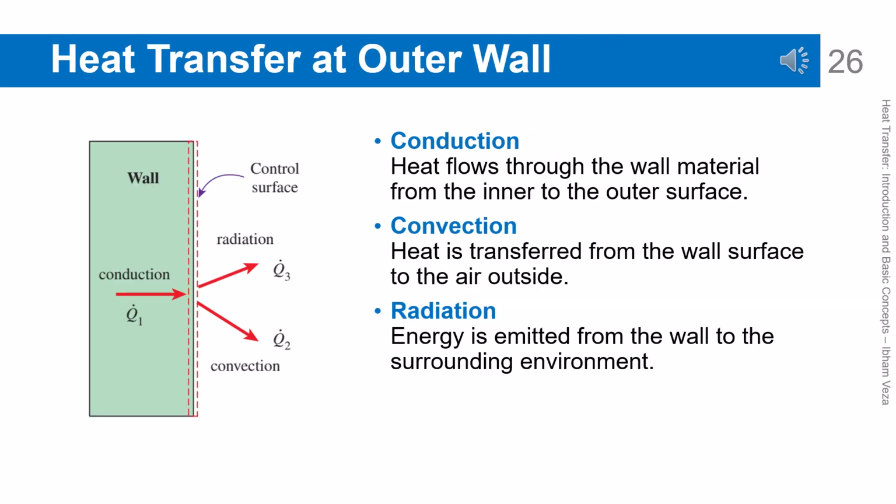Heat transfer at outer wall usually involves 3 mechanisms at the same time. Heat flows through the wall material by conduction from the inner side to the outer side. From the outer surface, heat is released to the air by convection and also emitted by radiation. These 3 mechanisms act simultaneously and determine the total heat loss rate. The analysis of building walls and pipes always considers this combined effect.